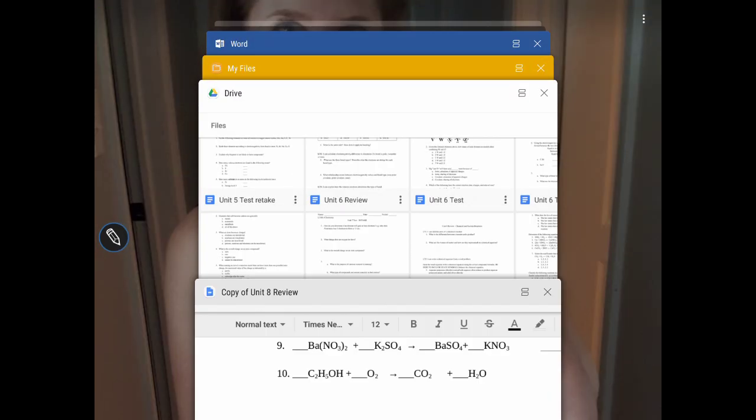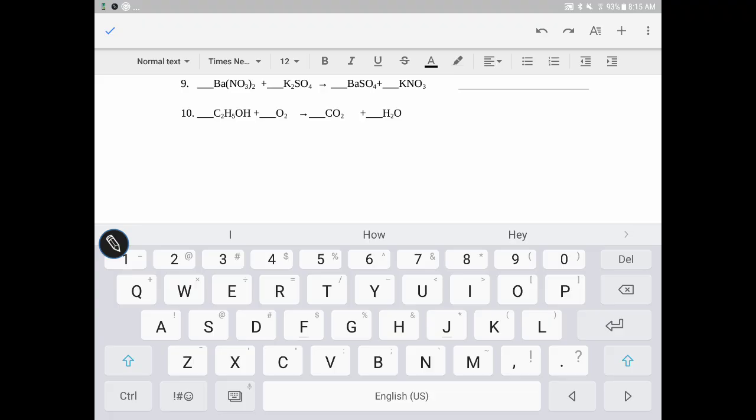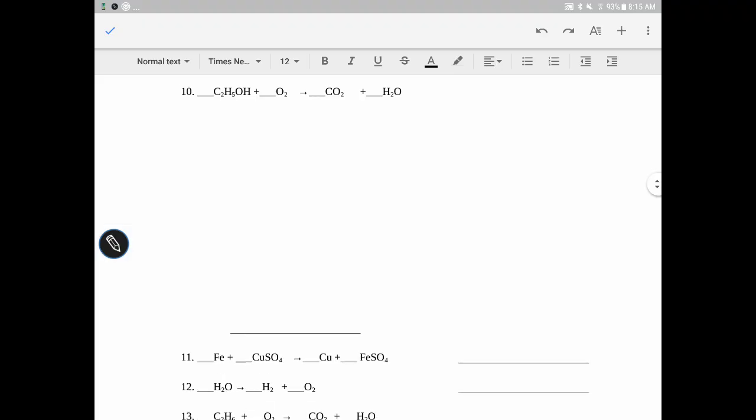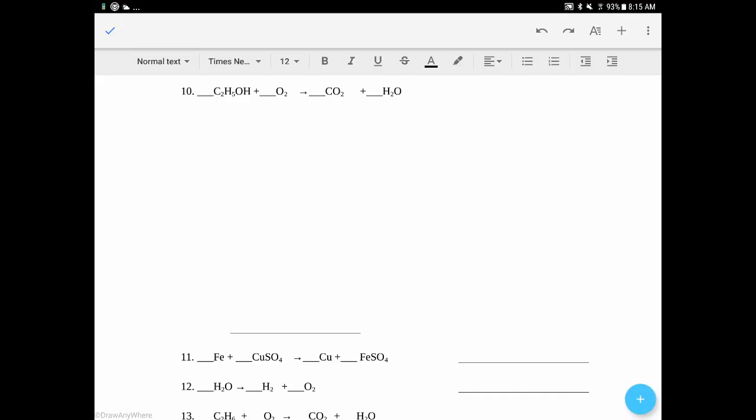Okay, we are going to do some balancing today. Alright, so first we're going to do this one here, number 10. Now, the easiest way to do balancing is to make a chart on the bottom. I usually like to make the chart directly below the arrow.